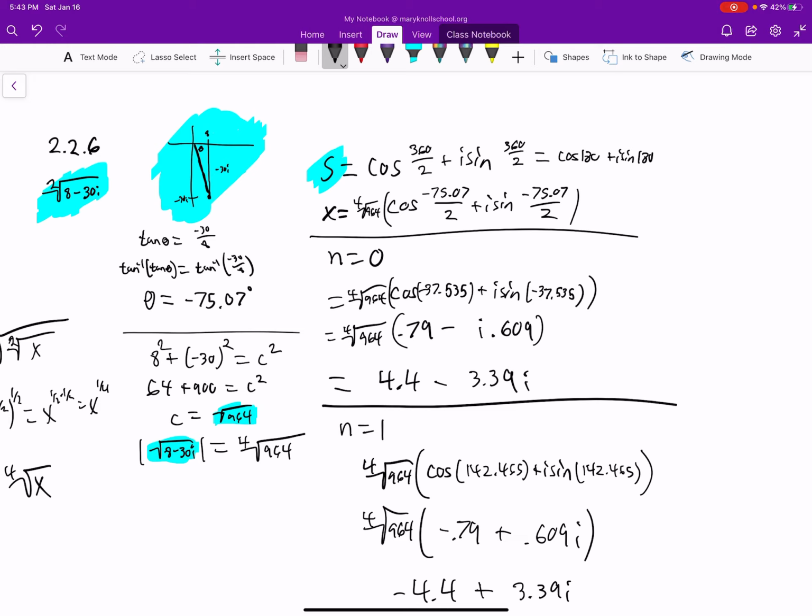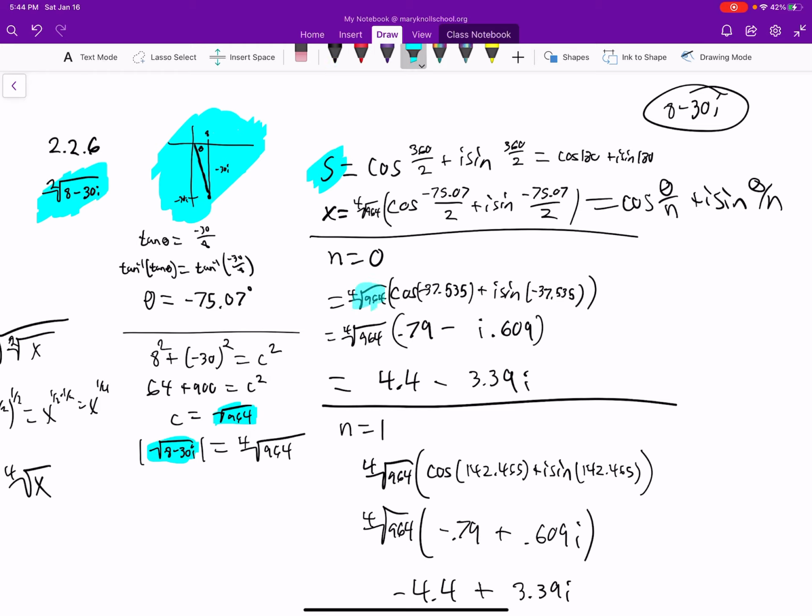So x equals cosine theta over n. And when we're talking about theta, we're talking about the angle of 8 minus 30i. Not the square root of 8 minus 30i, but literally the angle of what's inside the square root, 8 minus 30i, the angle of that. So the x value is going to be when the s value is taken to the 0 power. So that's what I have here.